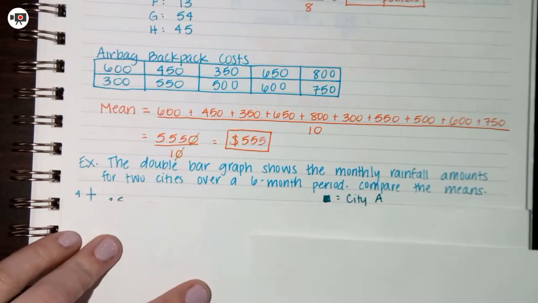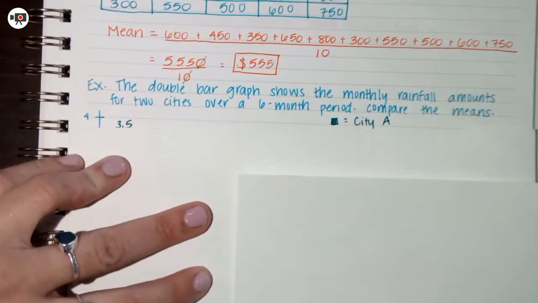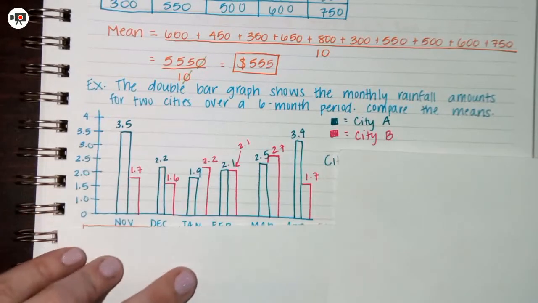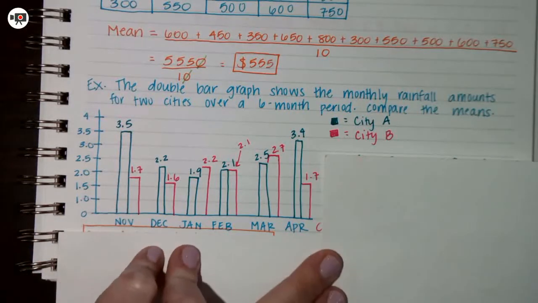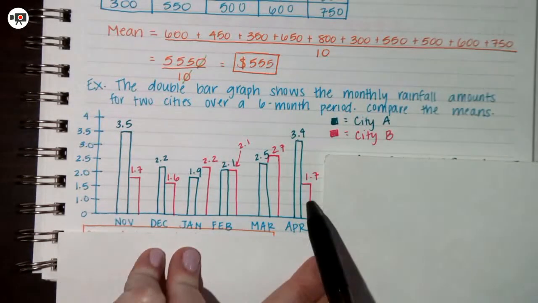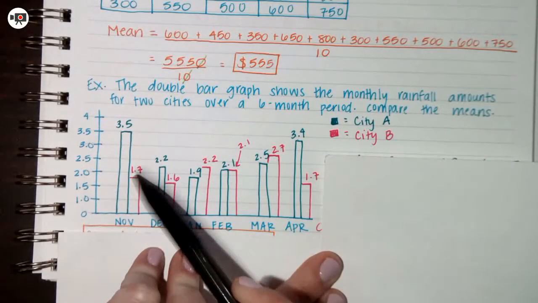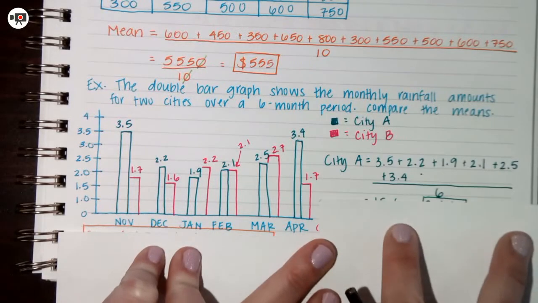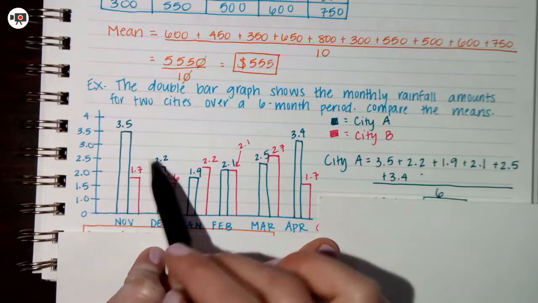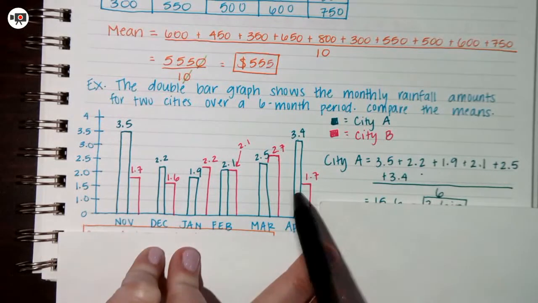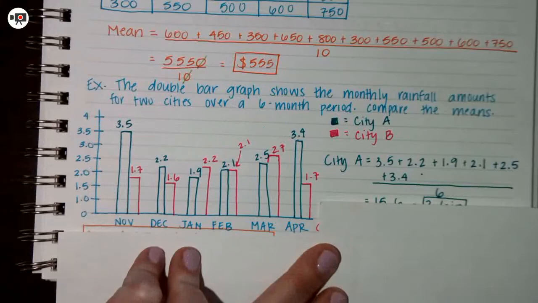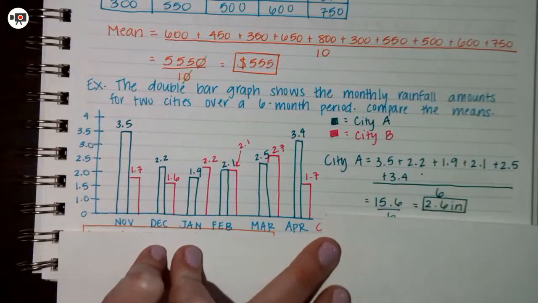Now the double bar graph shows the monthly rainfall amounts for 2 cities over a 6-month period. Compare the means. So we can see each month, City A and City B. The mean of City A, I'm going to add up all of these numbers and then divide by 6. I have 6 months, I have 6 numbers for City A. That mean is going to be 2.6 inches.